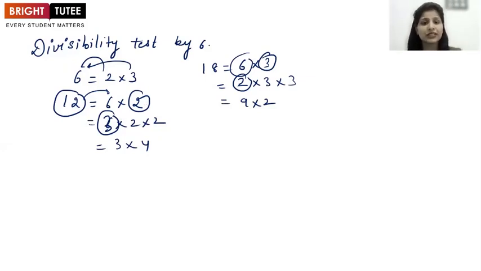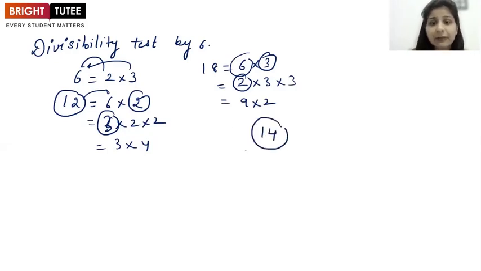What I want you to notice here is that the number will always be divisible by 2 and 3 both, not just 2 and not just 3. It should be divisible by both 2 and 3. Then we can say it is divisible by 6 as well. Shall we take an example that is just divisible by 2 and not by 3? Suppose I have 14. It is divisible by 2 but not by 3. So it is not divisible by 6 as well. We can see it is just divisible by 2, not by 3.